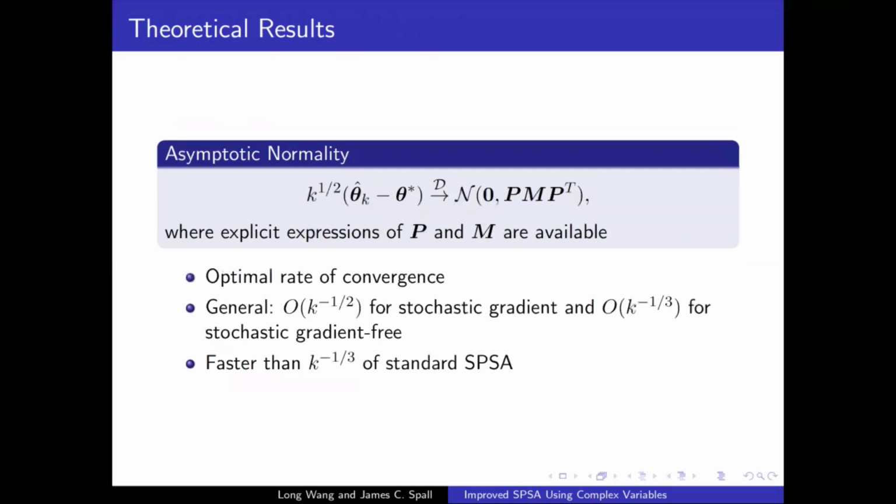And we don't use any extra assumptions beyond what has been used in classic SPSA and the noise-free complex step gradient estimate. The really interesting result is the asymptotic normality, where we're able to show that our rate of convergence can reach the fastest possible, or optimal, rate, which is k to the 1/2. In general for gradient-free methods, the optimal rate you can get is k to the negative 1/3, which is also what has been shown in standard SPSA. But here we're able to show that we can actually have a much faster rate.